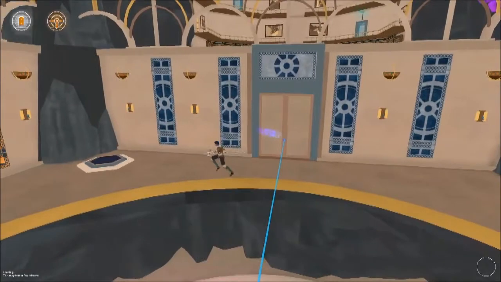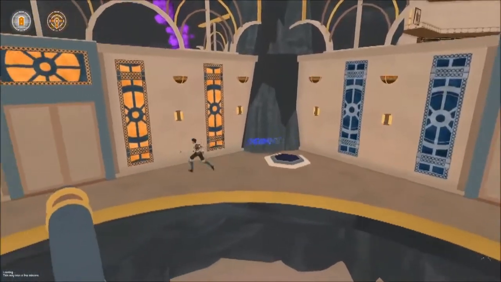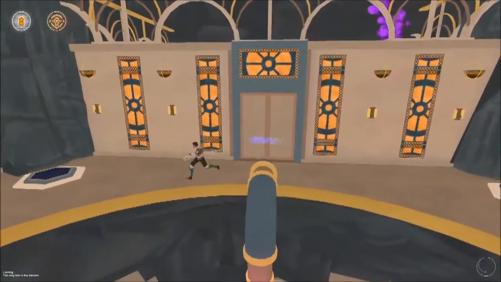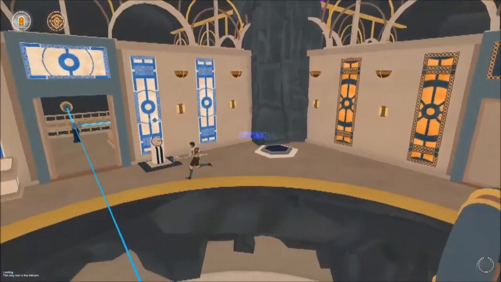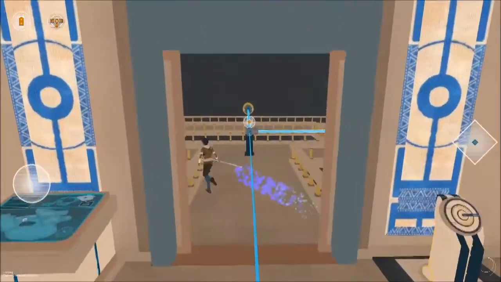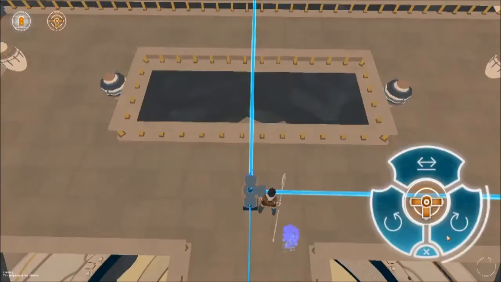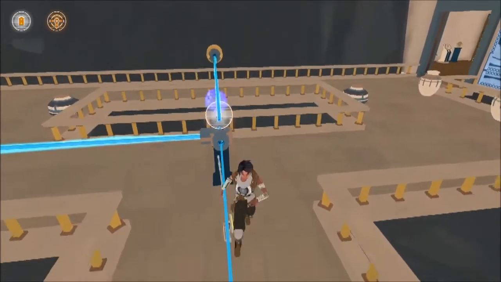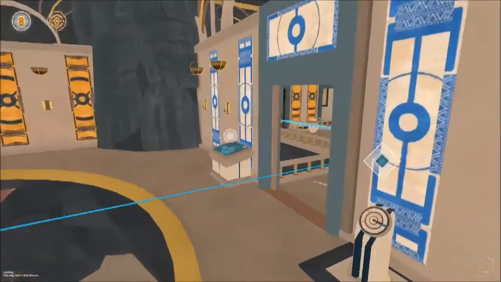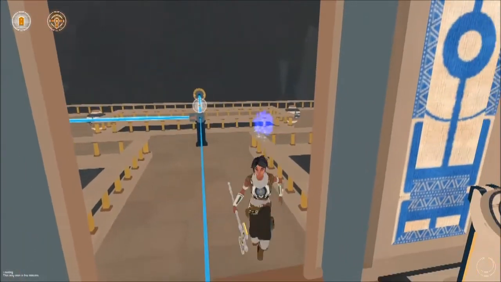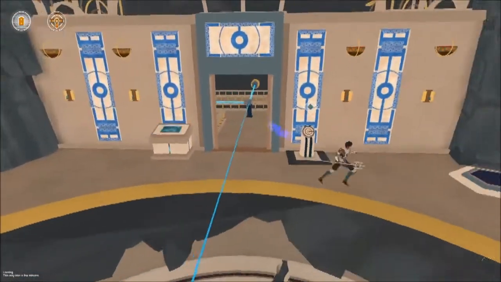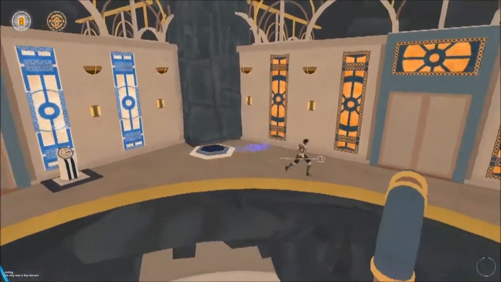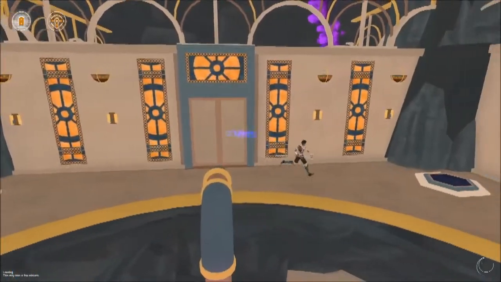Oh, wait a minute. That door's only open. Okay, maybe we need to just switch around. Yeah, because of course only when that other door is open will it work. There we go. Now the door should be open. I must say, I've said this before, I'll say it again.